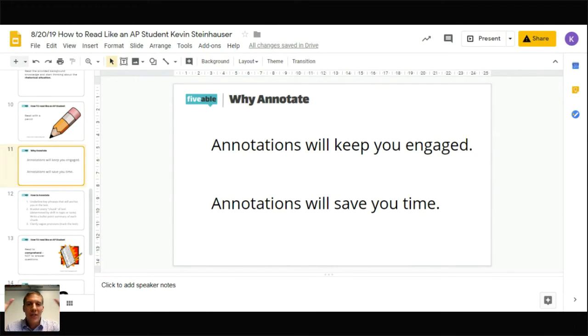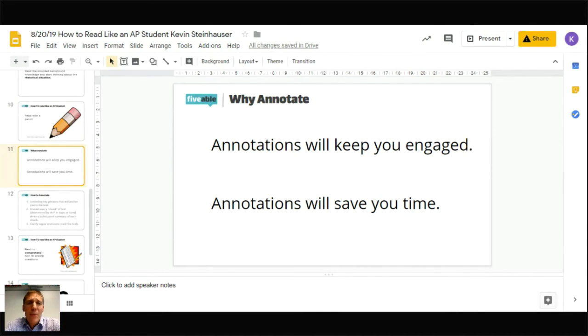We have all been there where we read an entire passage. Teacher's like, hey, what'd you read about? And you're like, lots of words, right? Lots of internal screaming going on in your mind, like, why'd they call on me?